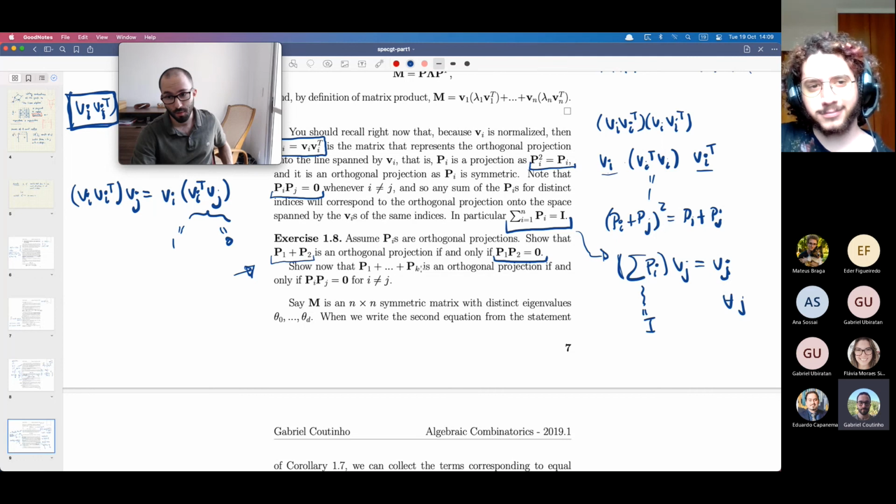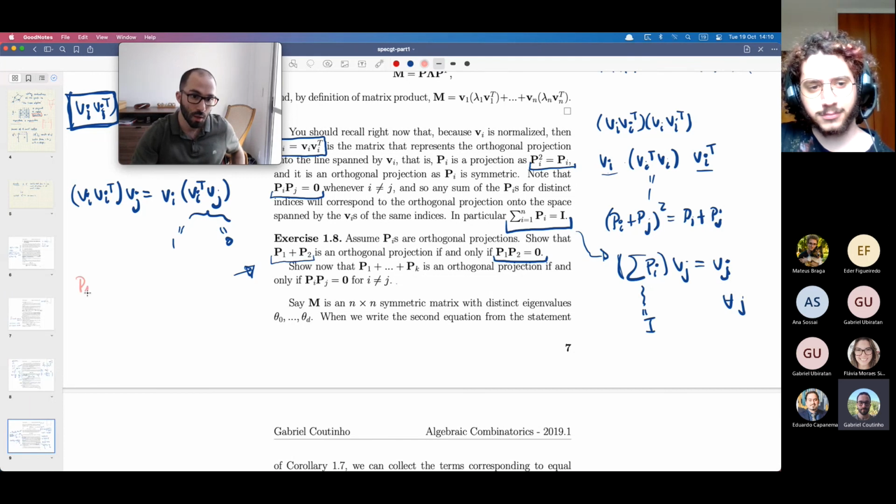But for K matrices, it's actually tricky. So this is a sort of difficult exercise, the second part here. But the first part is easy. Now, let me just mention to you how this goes.